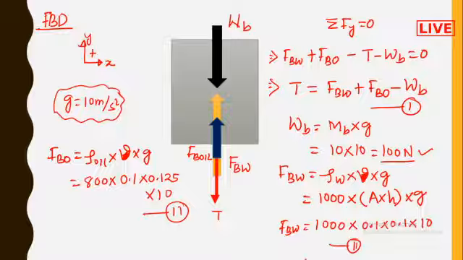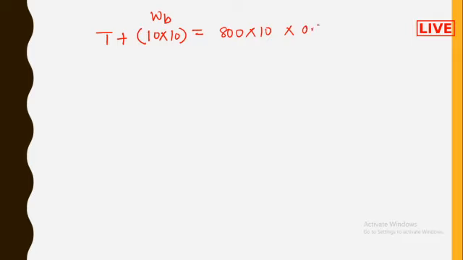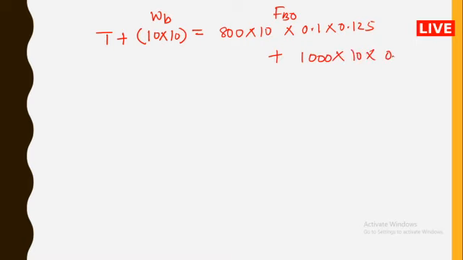Let's substitute that one. So if you substitute, T plus W, the weight of the block, is 10 into 10. This is the weight of the block. This will be equal to 800 into 10 into 0.1 into 0.125, this is the buoyancy force of the oil, plus 1000 into 10 into 0.1 into 0.1. This is the buoyancy force due to the water.